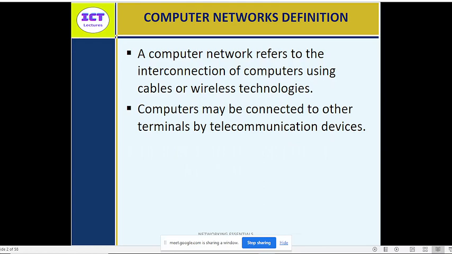Any connected device in a network is referred to as a node. So it could be computers, it could be printers, right? As long as there's some kind of interconnection of more than two devices in a network, that actually forms a network. You also need to understand that this interconnection happens via unguided media and guided media, what we refer to as cables and wireless technologies, right?